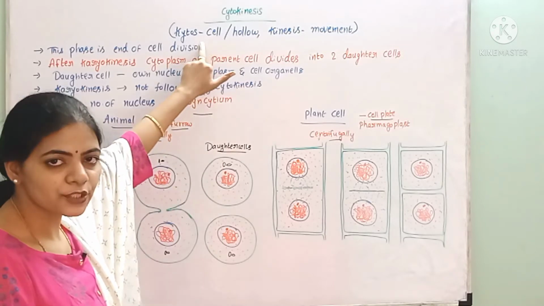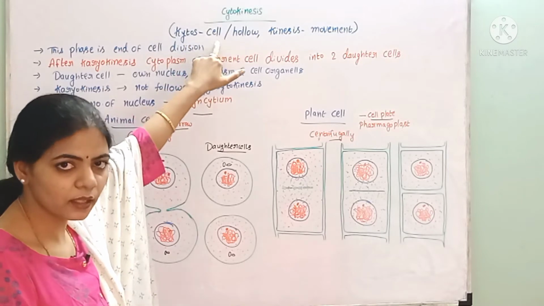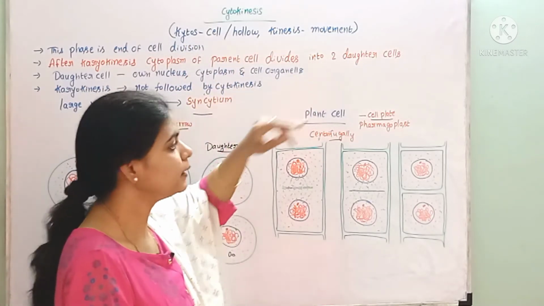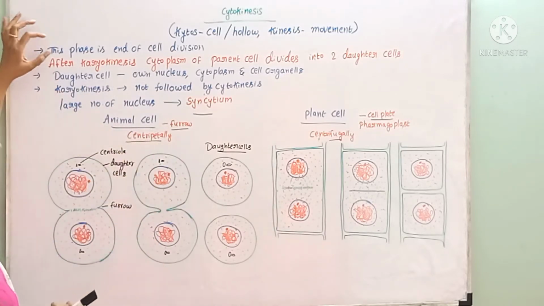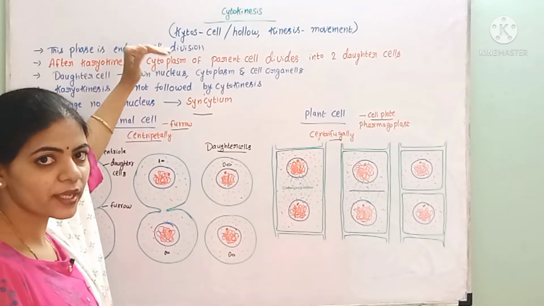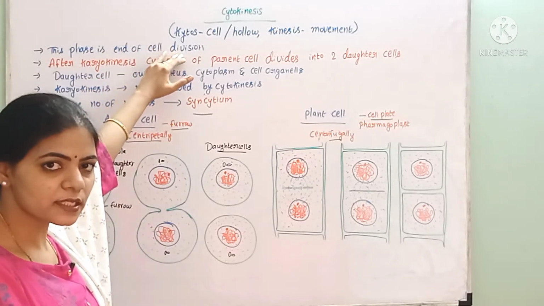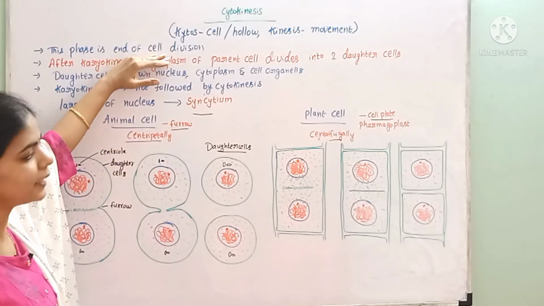Here, in cytokinesis, what is the meaning of cyto? Cyto means cell or hollow. Kinesis means movement. Here, the cytoplasm of the cell divides. And this phase is the last phase or the end phase of the cell division, because karyokinesis leads to cytokinesis, right? So this is the last phase in the cell division.